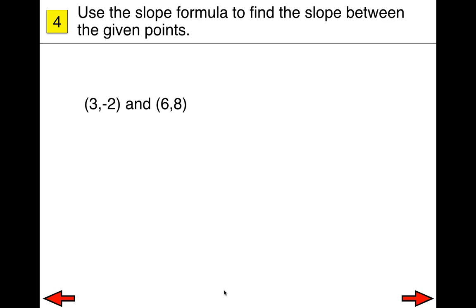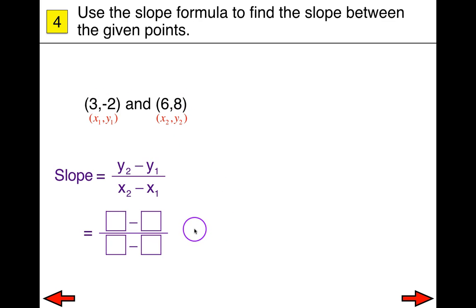So let's go ahead and check our work. First things first, we're going to write down our formula, and then because of our formula, we're going to want to identify each one of these coordinates. So I'm going to label x sub 1, y sub 1, and x sub 2, y sub 2. Now that I have all of these points labeled, I'm going to go ahead and plug it into the formula. First, I'm going to do the second y, which is 8, minus the first y, which is negative 2. You're going to add the opposite, which is going to give you 10.